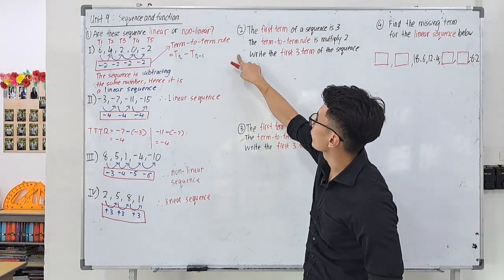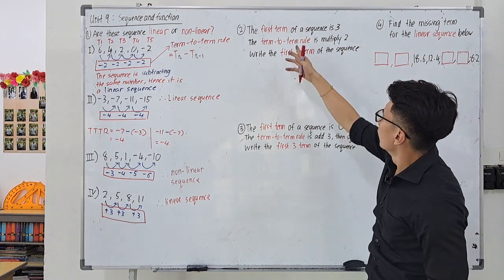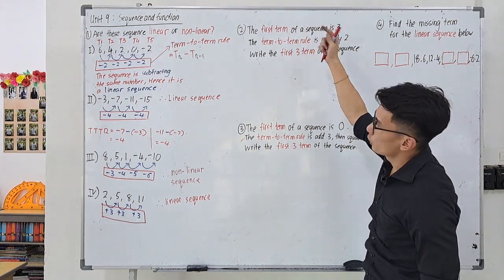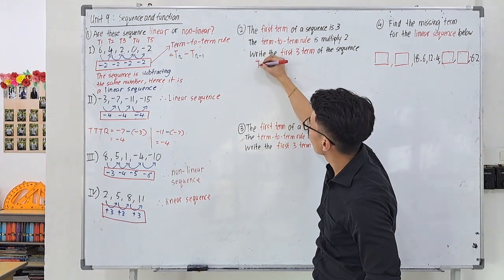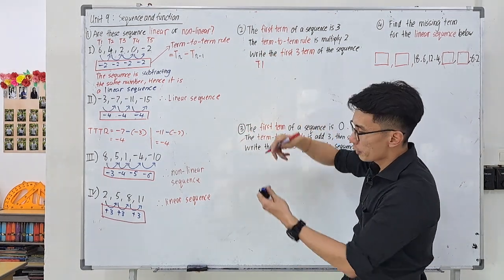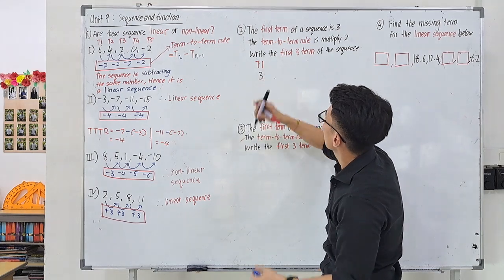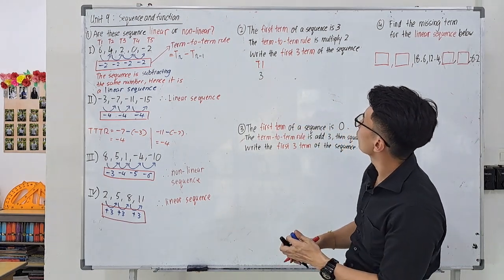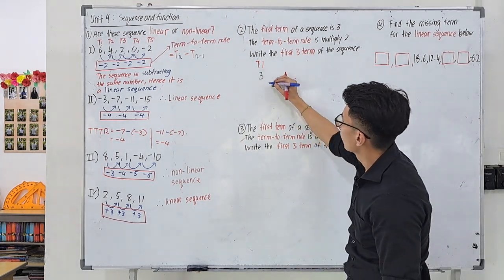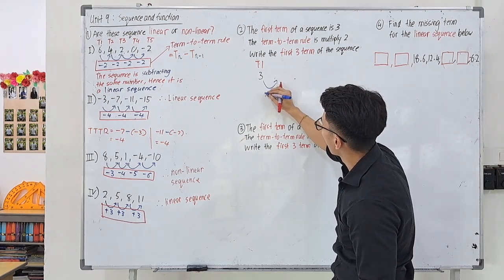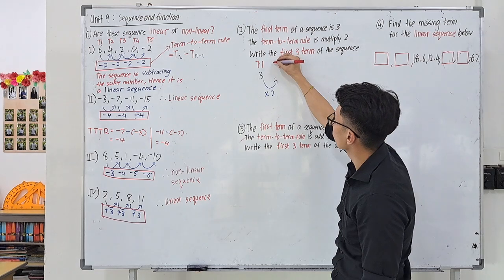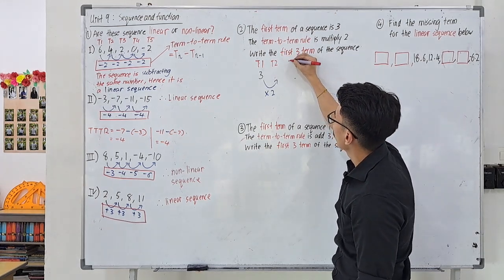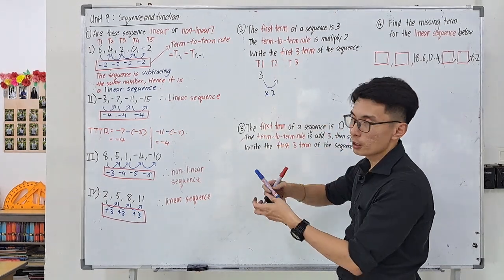So let's go to the next example over here. Now the first term of the sequence is 3, alright? The first term over here, I would like to address this as T1, that's my first term. It's 3, okay? I'm going to put 3 over here. And they said that my term-to-term rule is multiply 2. So it's always multiply 2. And I'm interested to find the first 3 terms of the sequence. So I have T2 and T3 over here, okay?